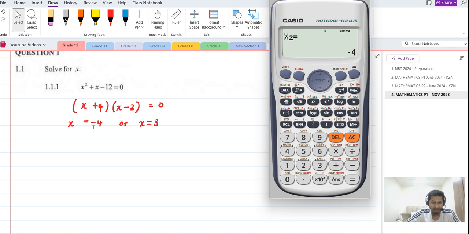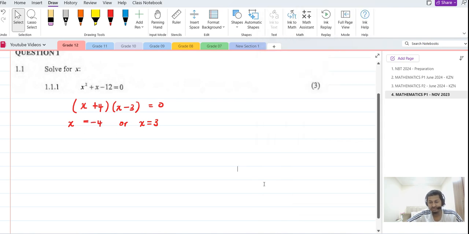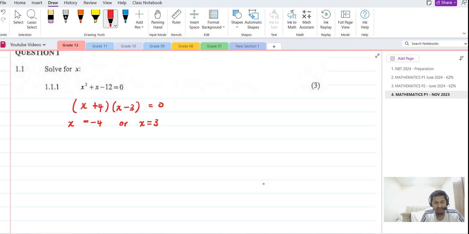And then going backward, just take the negative 4 over and take the 3 over. So you get x minus 3 as a factor. Taking the negative 4 over, you get x plus 4 as a factor. So you can also use a calculator to factorize this. Looking at the second question.